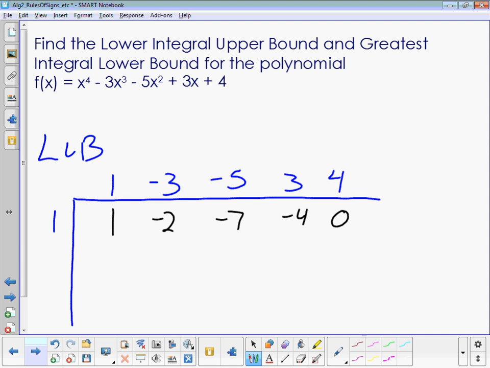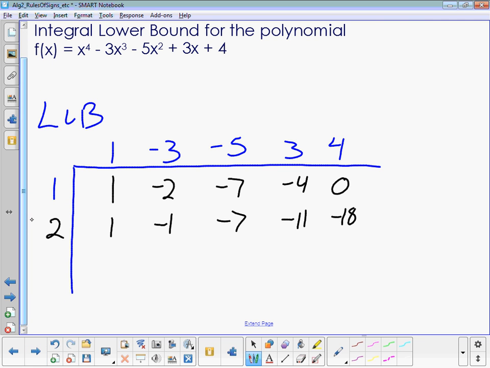They're not all positives. One is not my upper bound. So let's try 2. Okay, I drop the 1 down. 1 times 2 is 2. 2 added to negative 3 is negative 1. 2 times negative 1 is negative 2. Added to negative 5 is negative 7. 2 times negative 7 is negative 14. Added to 3 is a negative 11. Negative 11 times 2 is a negative 22. Added to 4 is a negative 18. Again, not all positive. That's what we're looking for.